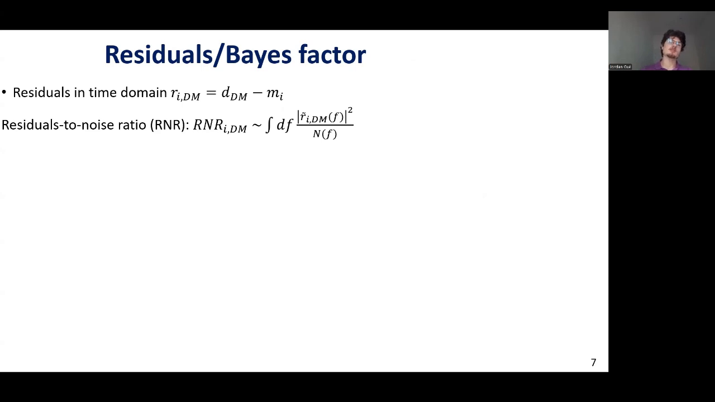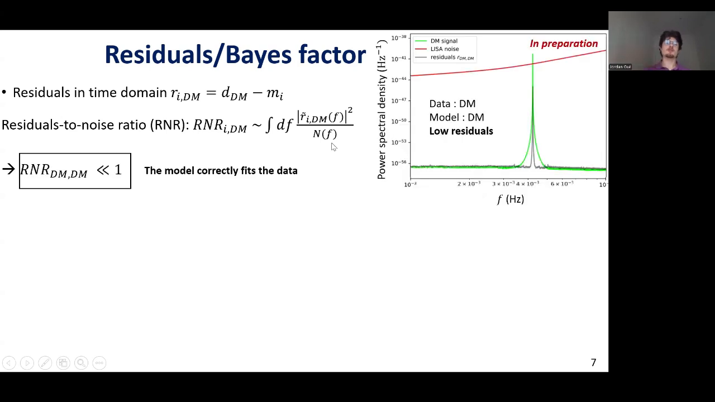So the first thing you can do to try to estimate the efficiency of your model is to build the residuals and to look at the residuals power compared to the noise power. And so this is something that we do through a parameter that we can call the residuals to noise ratio. And so for the first model, the dark matter model, we found that this RNR, residuals to noise ratio, is much less than 1, which tells us that the model correctly fits the data.